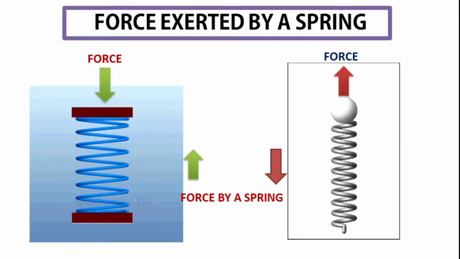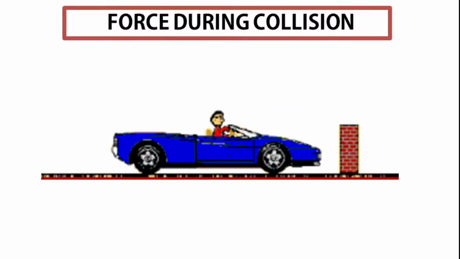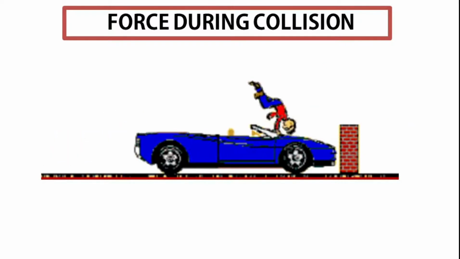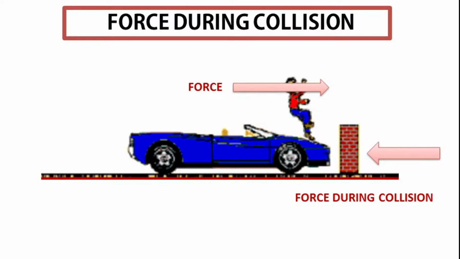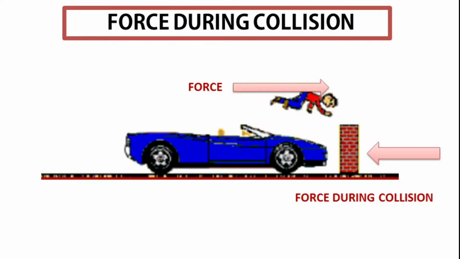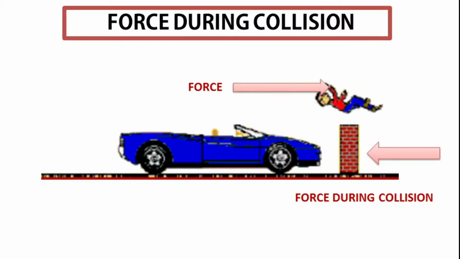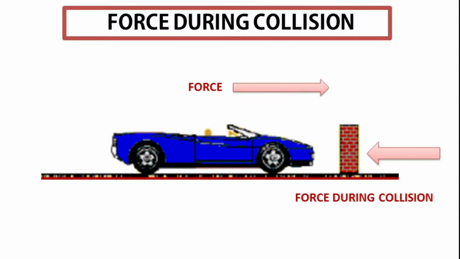Now the final type of contact force, force during collision. Let us take an example. A body, let it be a car, moving fast, hits a fixed wall. What happens? After hitting, the car moves backwards. Who pushes the car backward? Obviously the fixed wall. So, during collision, force was exerted by the car on the wall and the wall exerts an equal and opposite force on the car. This force is called force during collision.